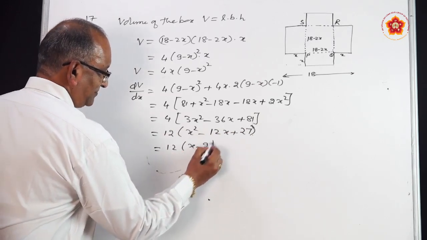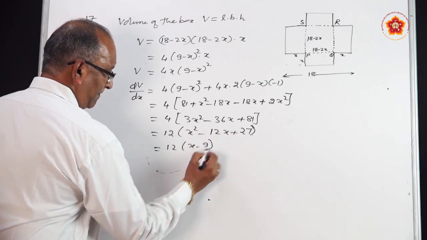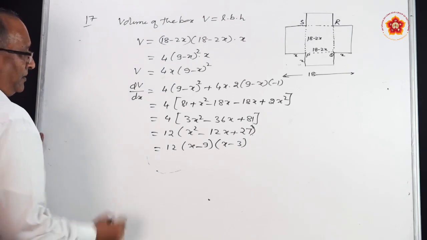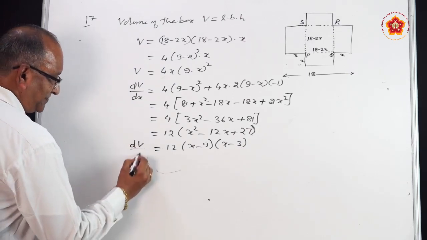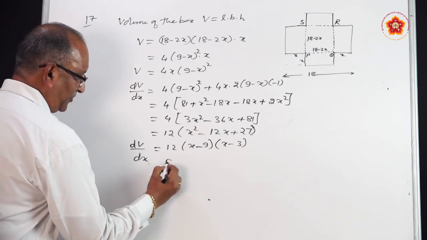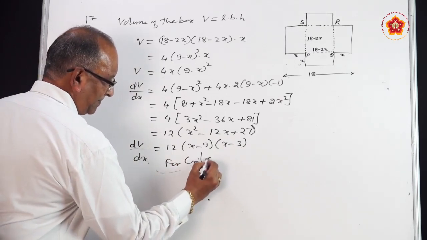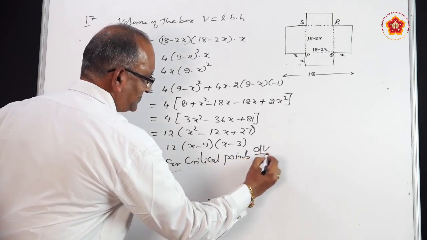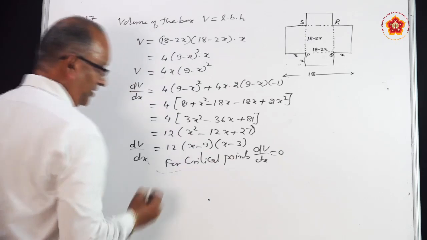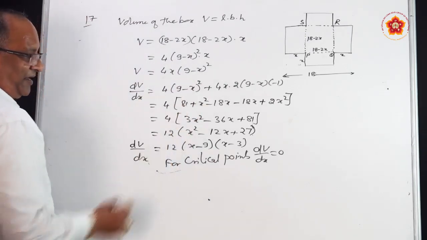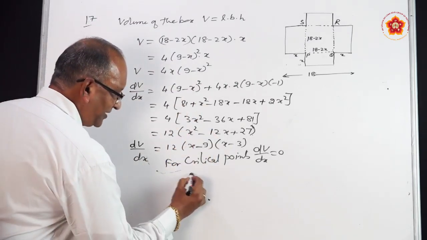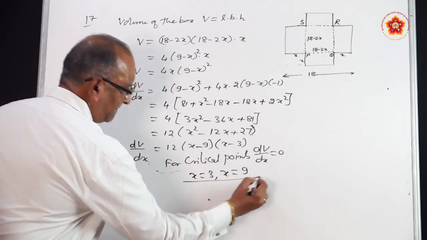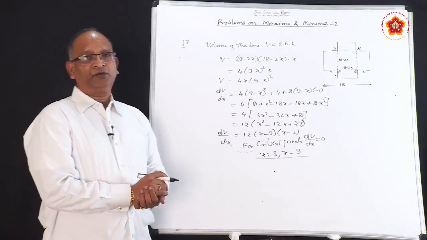x minus 9 into x minus 3. So this is dV by dx. For critical points, dV by dx equal to 0. If we equate with 0, we know 12 cannot be 0. These two factors will be equated and you will get x equal to 3, x equal to 9. Two values we got.